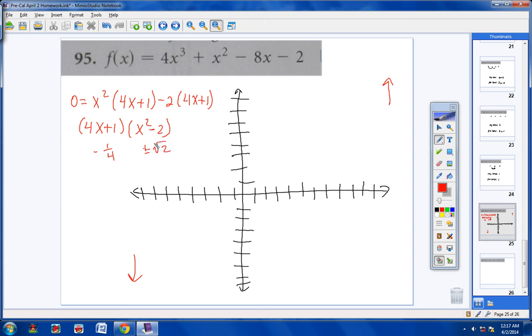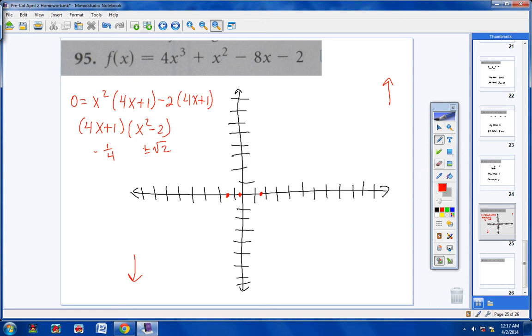Now plus or minus square root of 2, I'm going to my calculator here very quickly. The square root of 2 is going to be pretty small. It's going to be 1.4. Okay, 1.4. So let's get all of our zeros on here. I have one at negative 1/4. That's right here. Then I have one at negative 1.4. I'm going to put negative 1.5, and then a positive 1.5. So there's your 3 zeros.